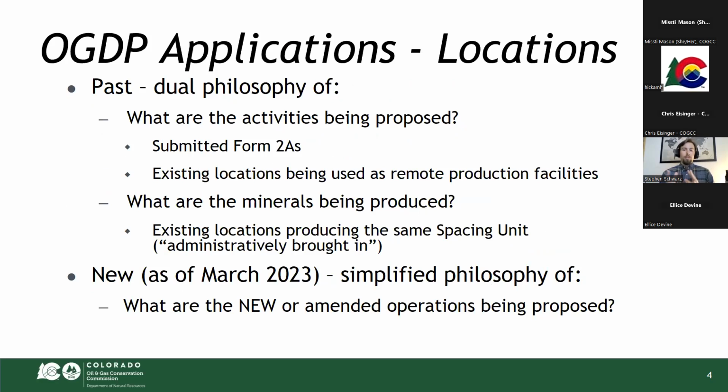So with regards to what locations are included or excluded in OGDPs, in the past, we've been fairly consistent with a dual philosophy of what are the activities being proposed? These were the submitted 2As. These were the existing locations that were being used as remote production facilities. And then the second piece was, what are the minerals being produced? And it was this minerals question that led to a lot of existing locations producing the same spacing unit being administratively brought in.